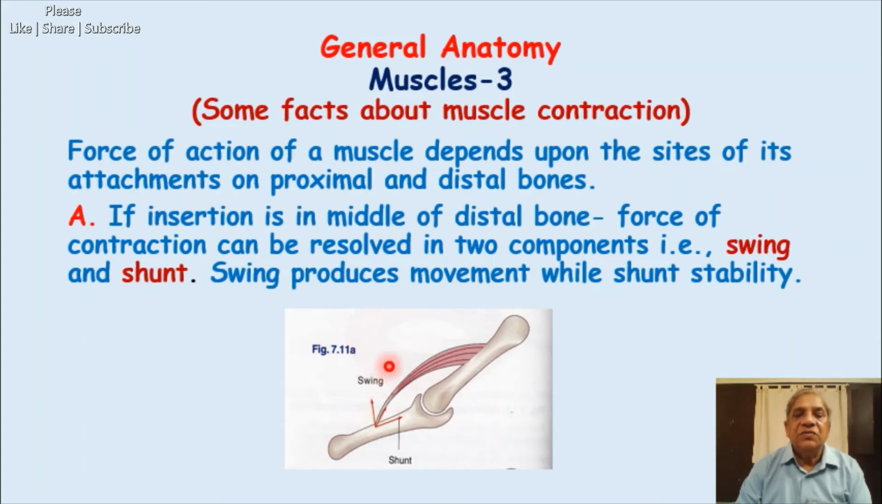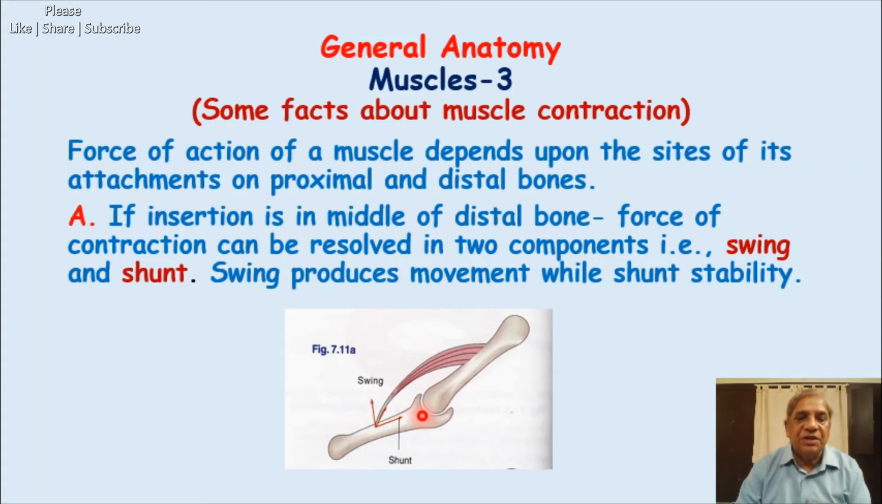So this swing component will produce the movement of flexion, because for example, if it is a biceps muscle, it will bring the ulna towards the humerus at the elbow joint. So flexion is taking place, and this is because of the swing component of the action of the muscle contraction. The other component which is at right angle to it runs parallel to the distal bone and it is running towards the proximal side. And what is there on the proximal side? There is the presence of a joint.